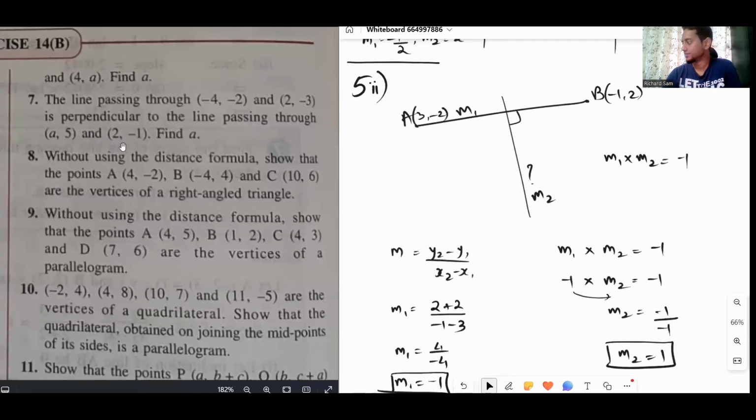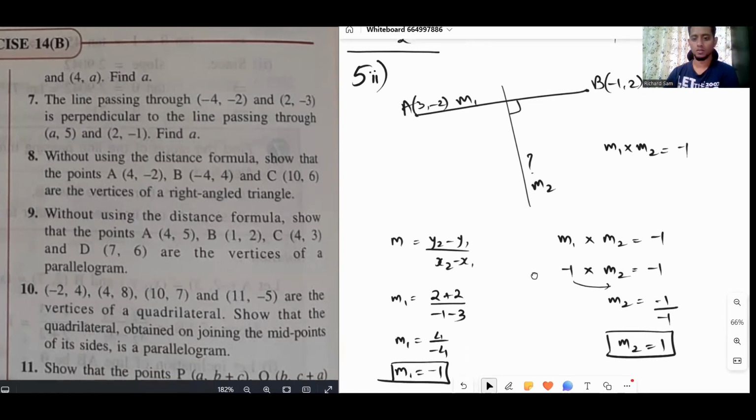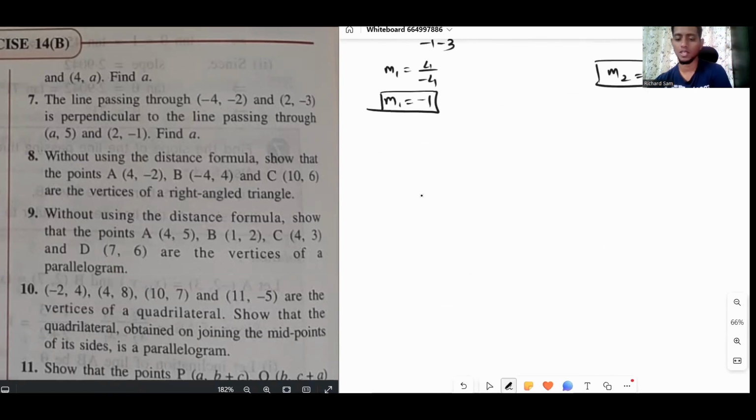Okay, question 7. I want you to read this, draw the diagram by yourself and explain it. Show me the diagram you've done. I'll read it now once. The line passing through this point and this point is perpendicular to the line passing through these 2 points. Find A. Okay, so first line, what are the 2 points?